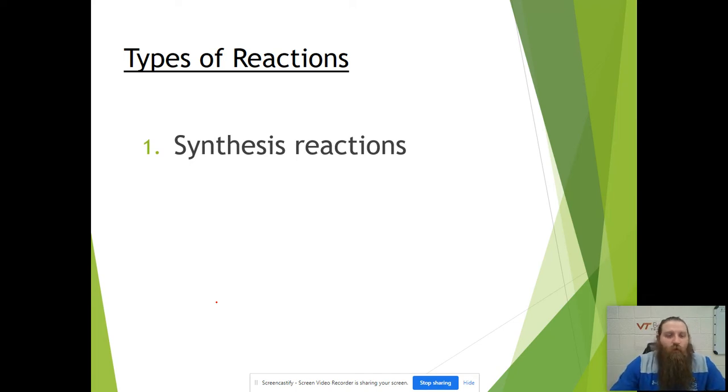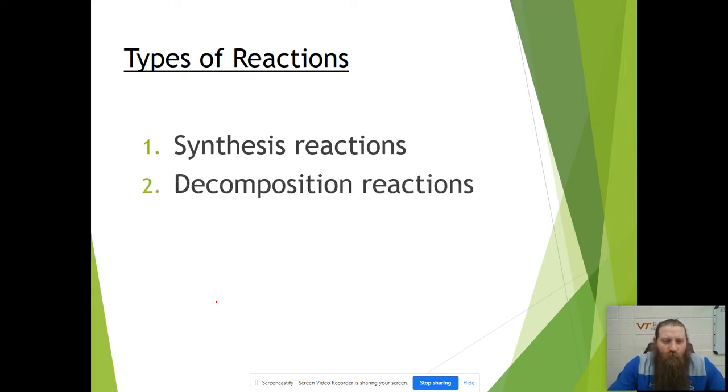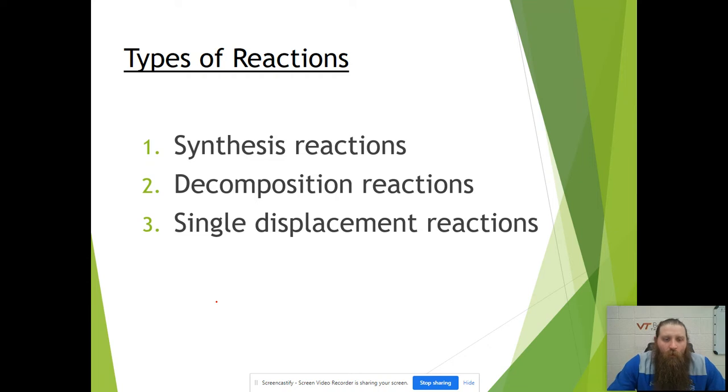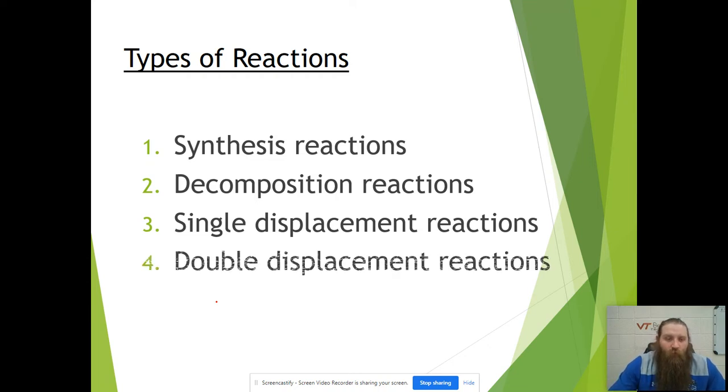So the first thing we want to talk about are the types of reactions. There's 6 types of reactions. You're going to want to memorize these. And they're all going to follow a general form, okay? So we're going to look at both of those in some depth here. So the first one is the synthesis reaction. The opposite of synthesis is decomposition. There is single displacement, sometimes called single replacement, and double displacement, which can also be called double replacement reactions.